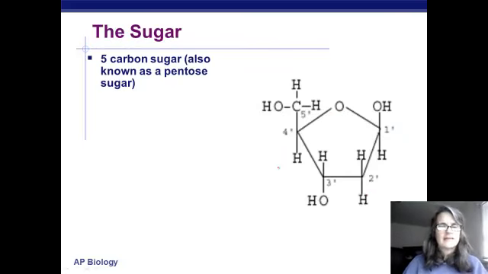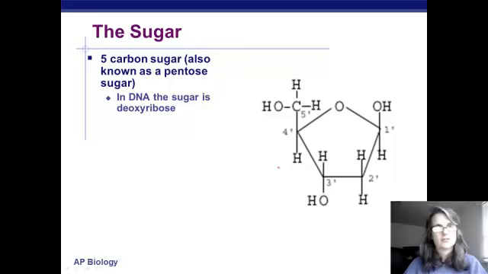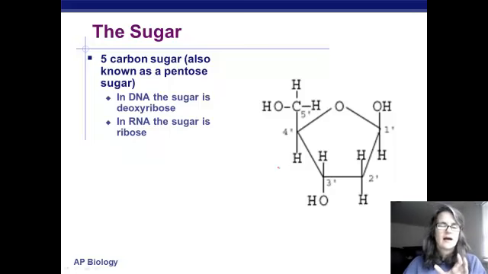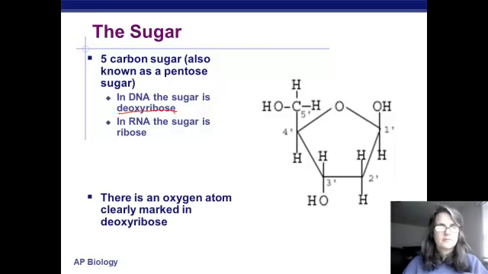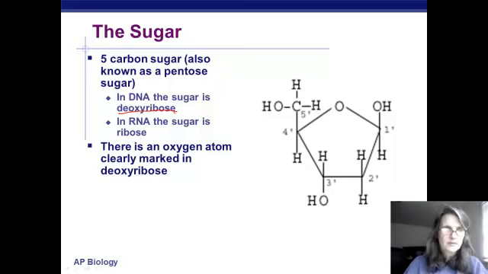The sugar is a 5-carbon sugar instead of 6, like glucose is a 6-carbon sugar. This is a 5-carbon sugar called a pentose. It is more specifically called deoxyribose, hence DNA, deoxyribonucleic acid. In RNA, the sugar is a little bit different. It's ribose, but it's really trivial for us, that difference.